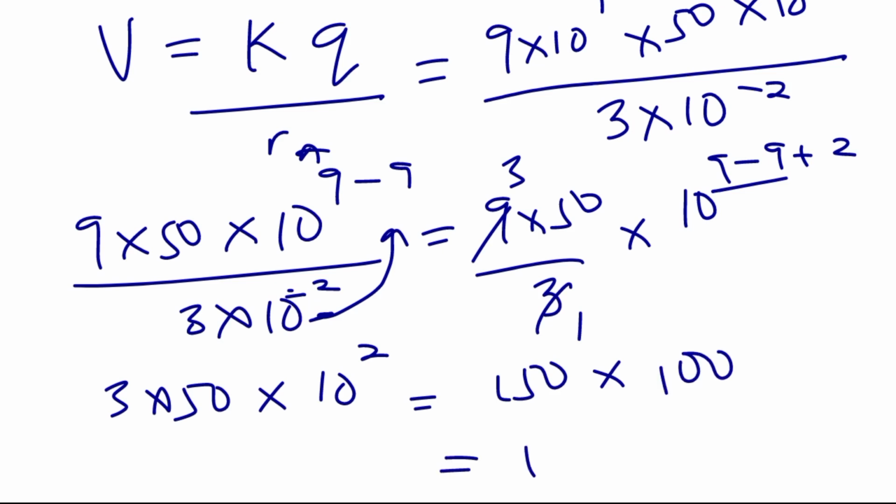That ends up giving us 15,000. So the value is 15,000. The unit is volt. Definitely the absolute potential is 15,000 volts.